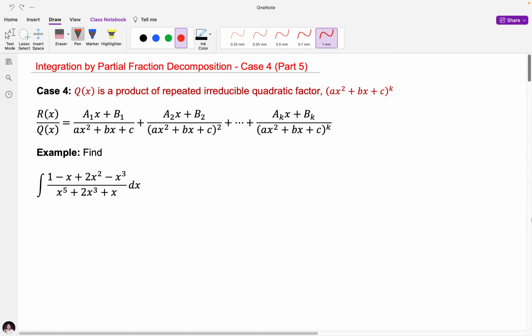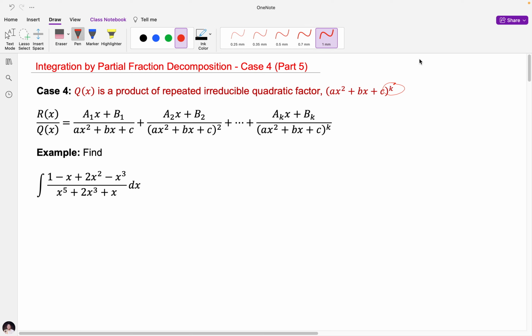Hello everyone. So this is the last part of our discussion on the topic integration by partial fraction decomposition, focusing on the last case, and that is case 4, wherein the denominator Q of x is a product of repeated irreducible quadratic factors. So that is of the form ax squared plus bx plus c raised to k. So depending on the value of k here, that determines the number of partial fractions that we will create. So if k is 3, therefore we have 3 partial fractions.